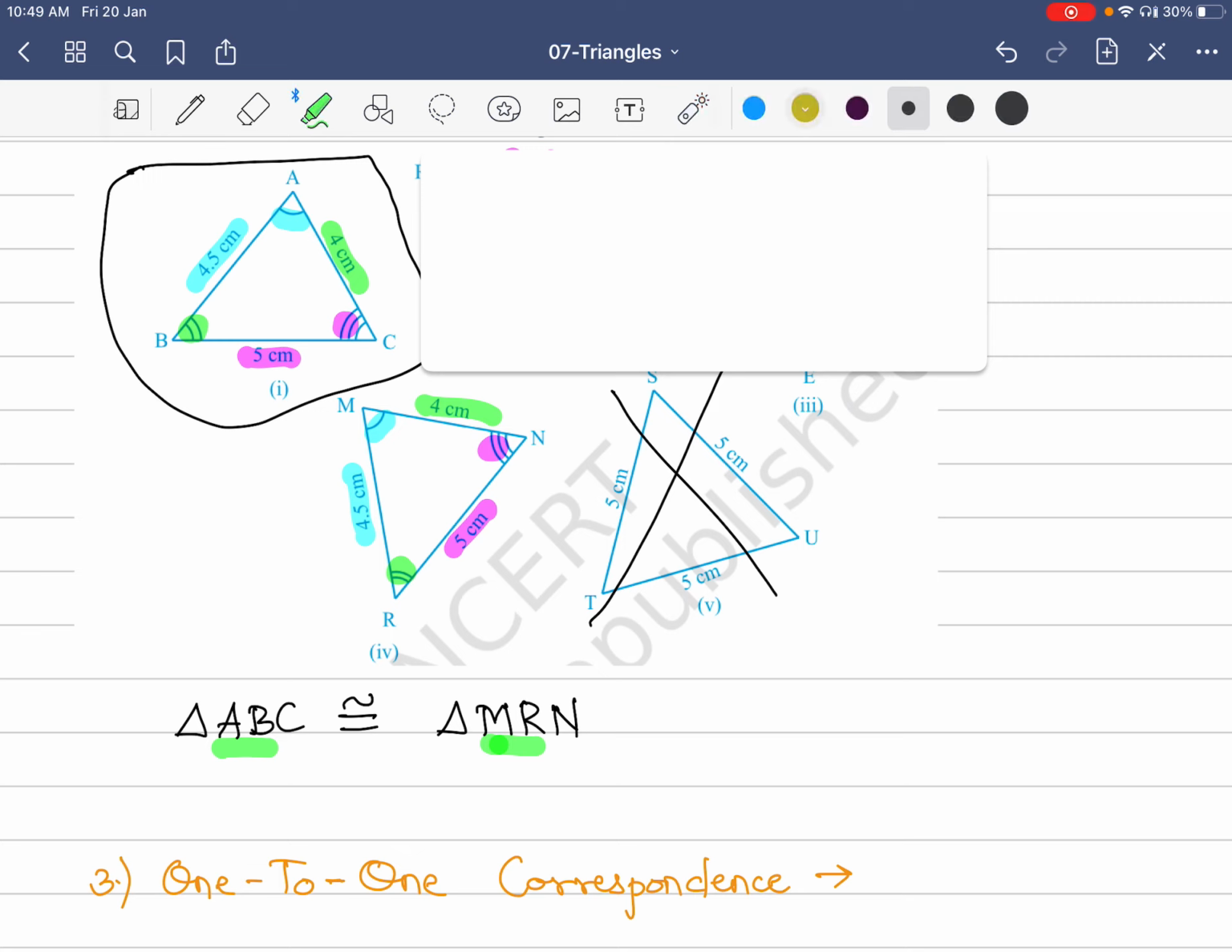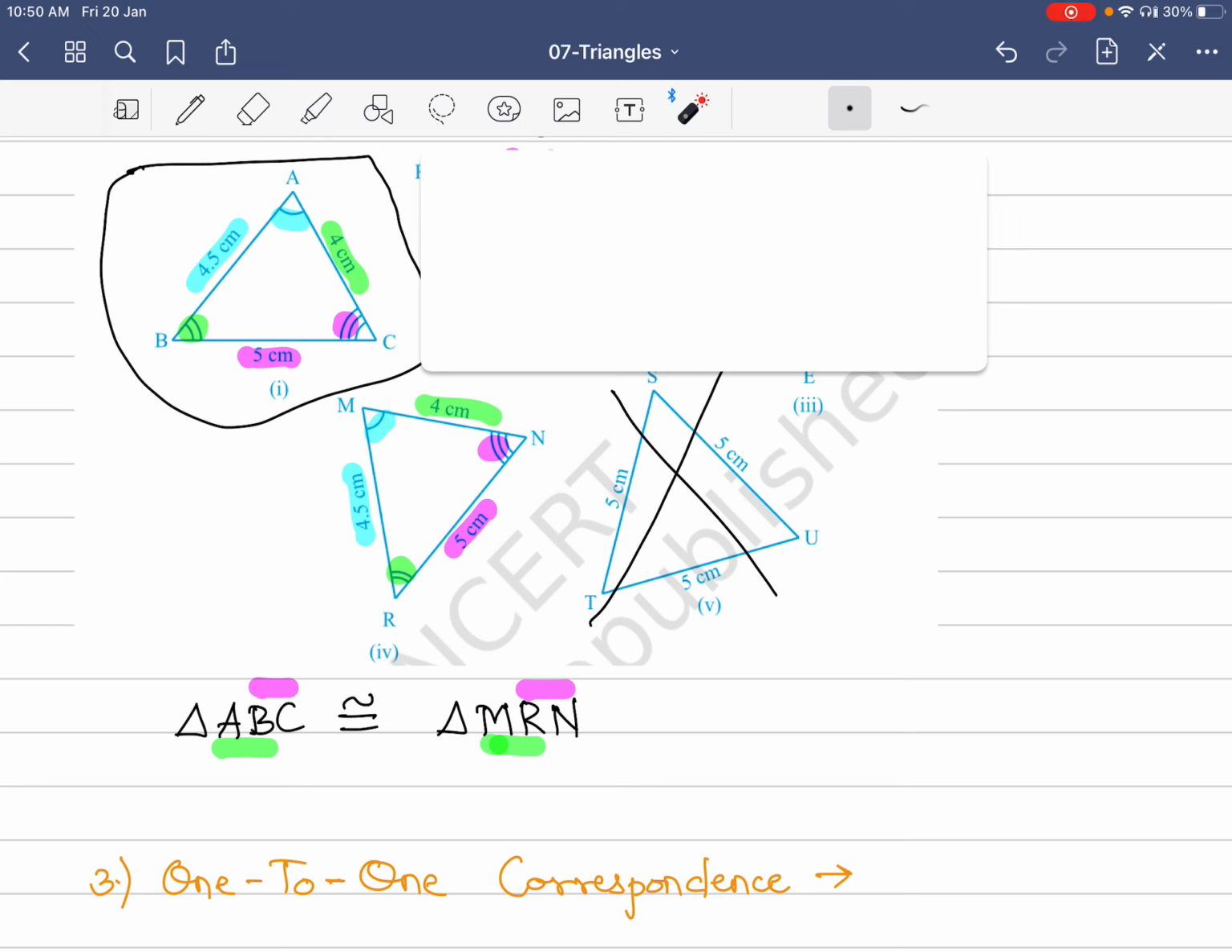Okay, now let's go ahead. So BC is congruent to RN. Okay, so let's confirm. BC is congruent to RN. Yes. And finally, we have AC is congruent to MN. So AC is congruent to MN. Okay, so once again, the way you write is very important.